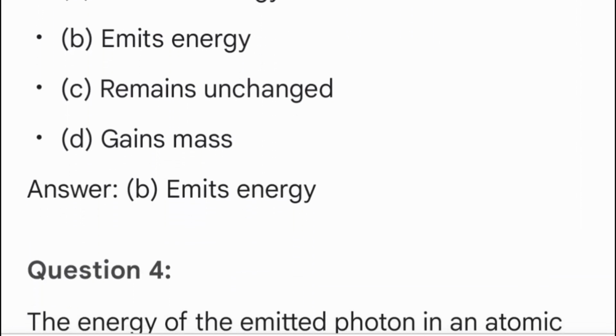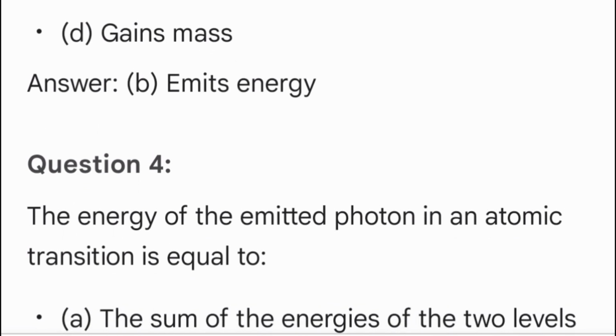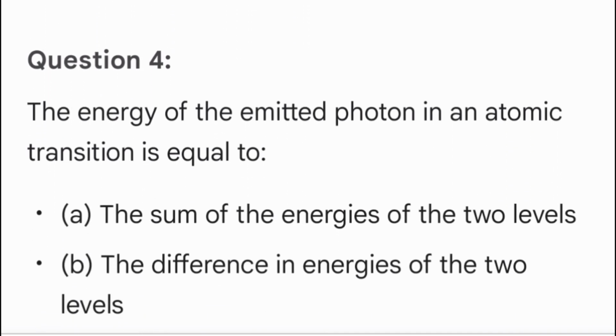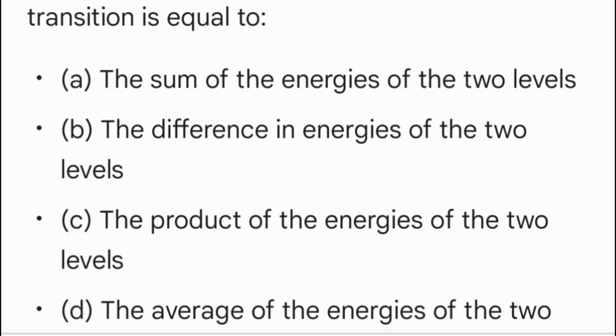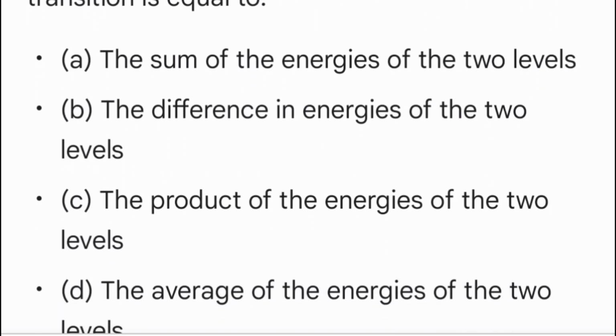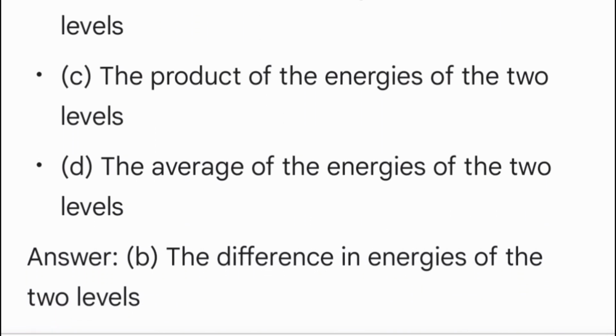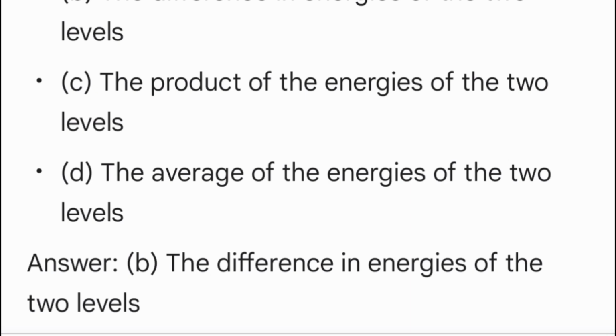Emits energy. Question 4. The energy of the emitted photon in an atomic transition is equal to A. The sum of the energies of the two levels. B. The difference in energies of the two levels. C. The product of the energies of the two levels. D. The average of the energies of the two levels. Answer B. The difference in energies of the two levels.